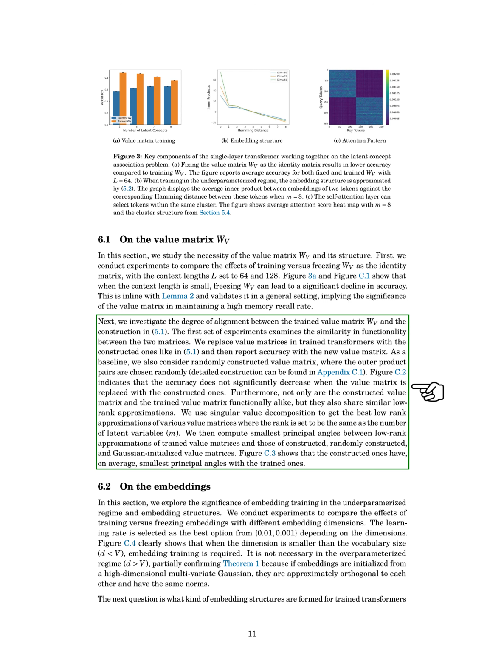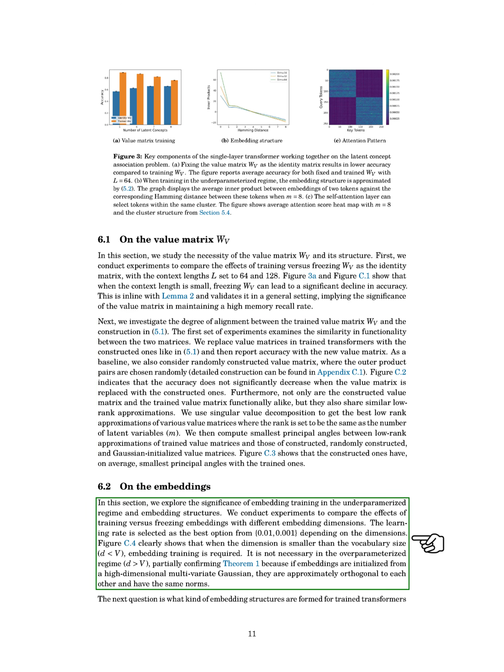Additionally, we investigate the alignment between the trained value matrix and the constructed one, showing that they are functionally similar. Moving on to embeddings, we explore the necessity of training them in the underparameterized regime. Our experiments demonstrate that training embeddings is essential, especially when the dimension is smaller than the vocabulary size. We also analyze the structures formed by embeddings in trained transformers, revealing interesting relationships between inner product values and Hamming distances. Lastly, we focus on the attention selection mechanism.